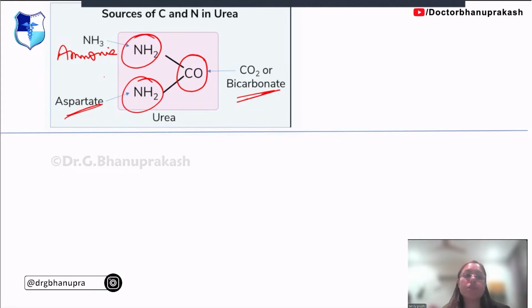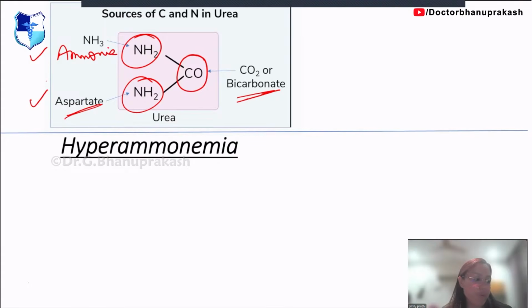Be careful, this also starts with A, this also starts with A. So when they give you MCQs, they will confuse you. They'll write asparagine, alanine, something like that. So be careful, it is ammonia and aspartate, not asparagine, not arginine, not alanine. Okay, be careful. Then is hyperammonemia, the concept of hyperammonemia.